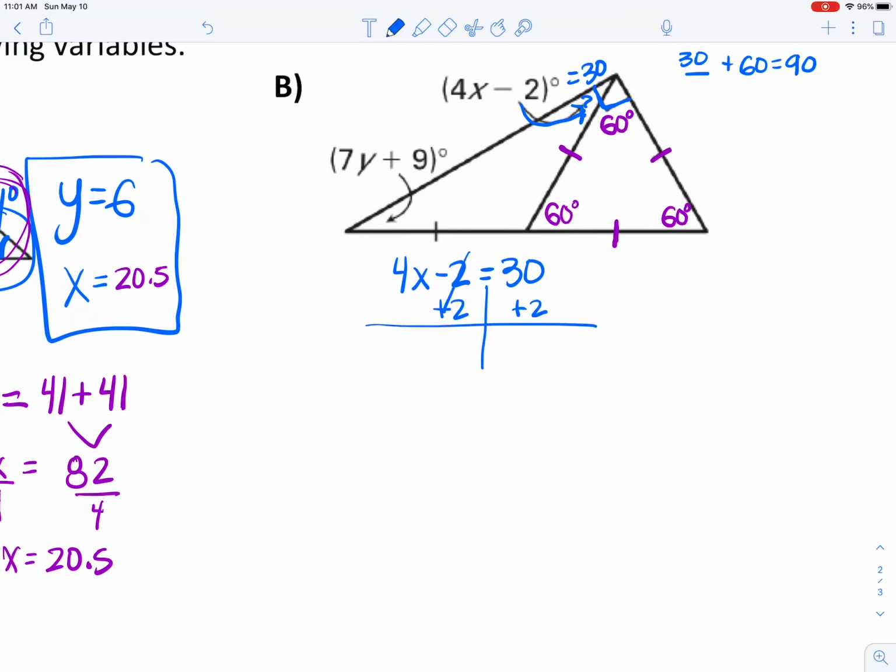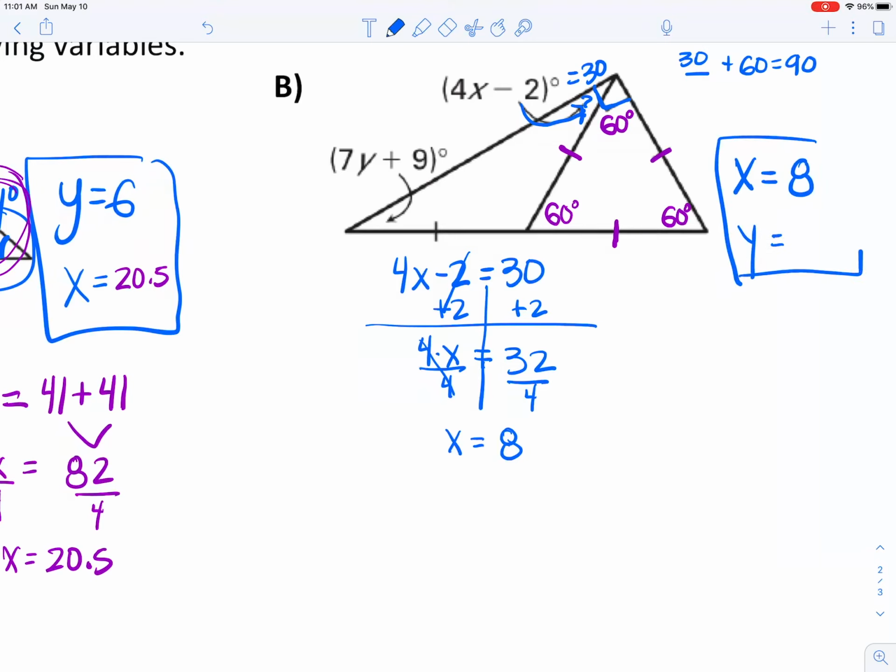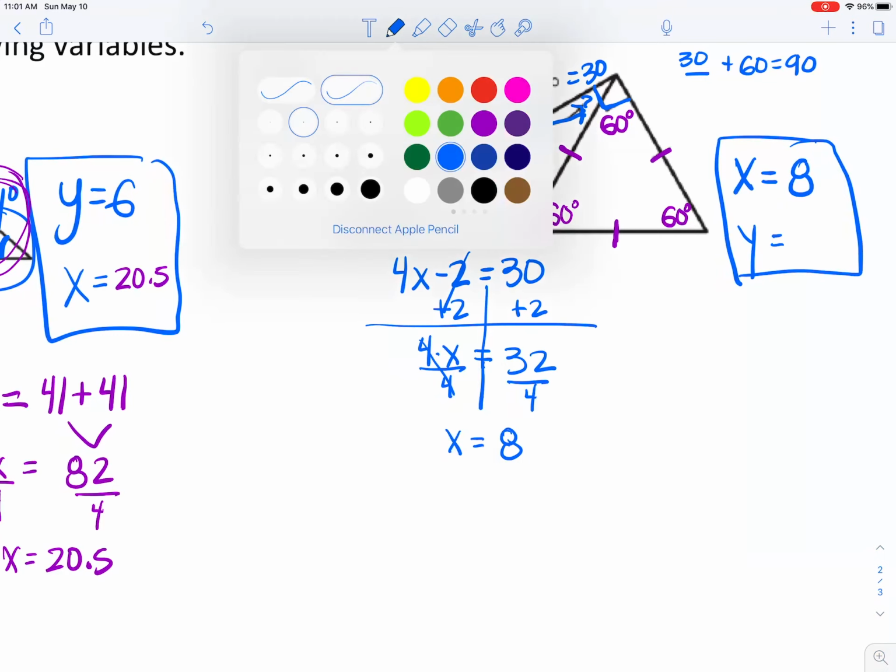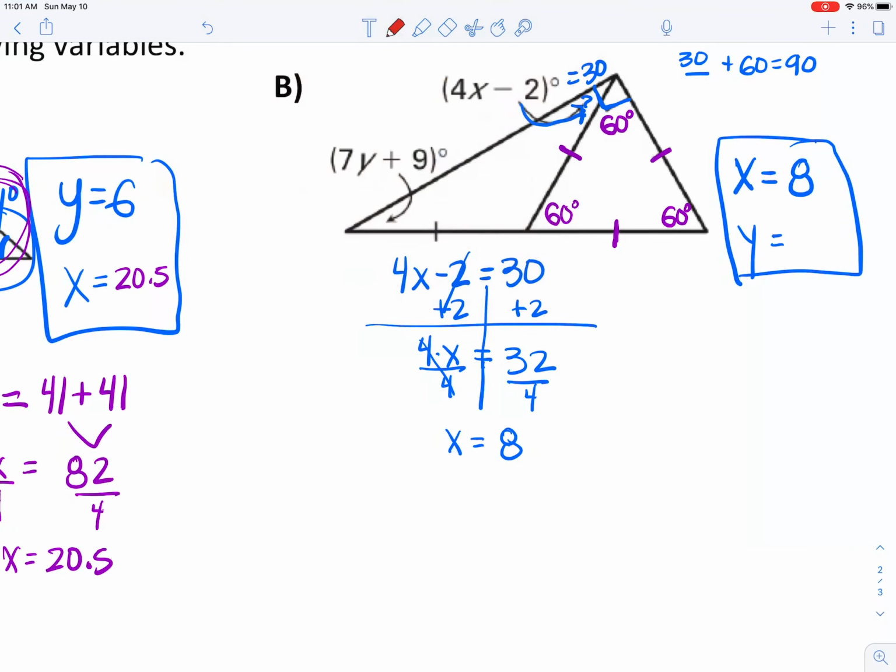So I can write down that 4x minus 2 is equal to 30. Okay, let's go ahead and let's solve for x now. How do you undo minus 2? You plus 2. So now we have 4x is equal to 32. And how do you undo 4 times x? You divide. So x is equal to 8. Okay, so we have one of our answers. We also know that we need to solve for y.